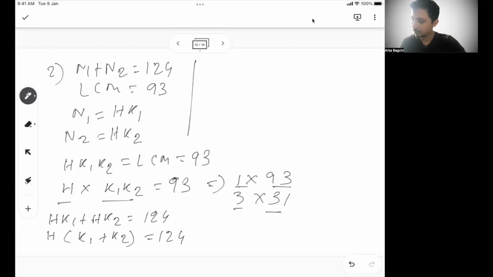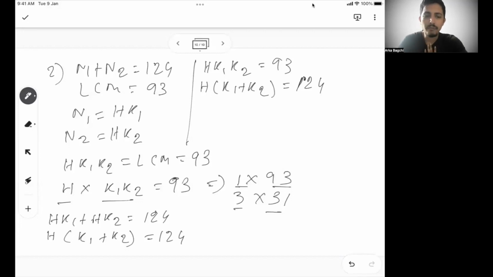So let's say you have two equations now. H K1 K2 is 93. H into K1 plus K2 is 124. Okay. Now think on this and tell me what values K1, K2 can take and H can take. Typically what we got from here, H, K1, K2, 1 and 93.